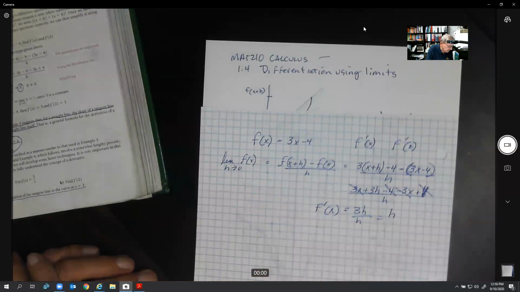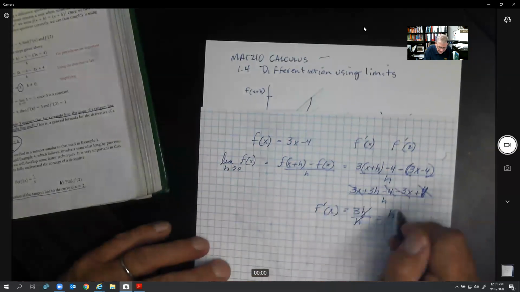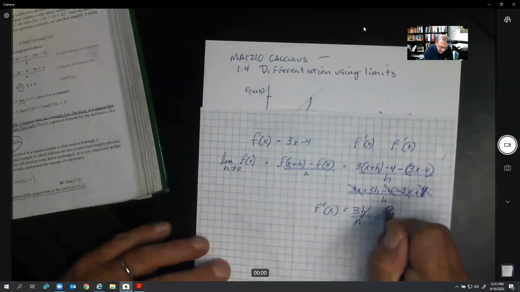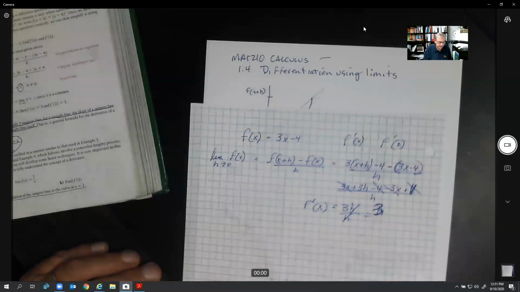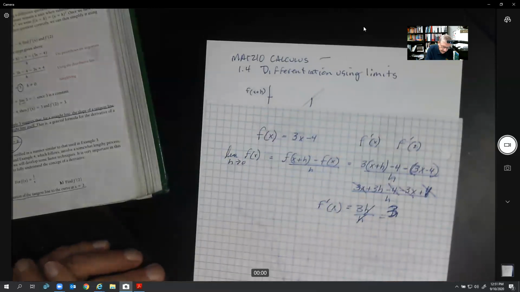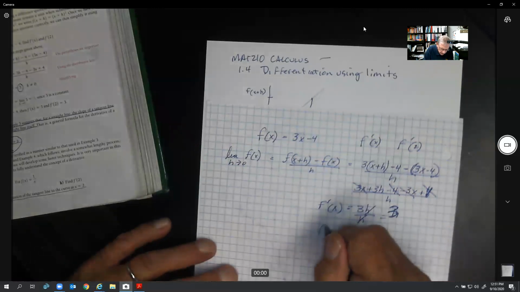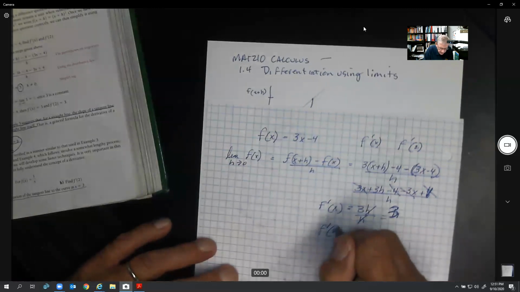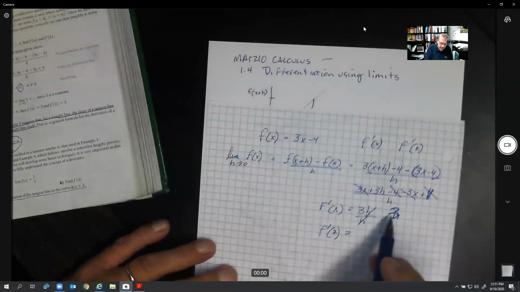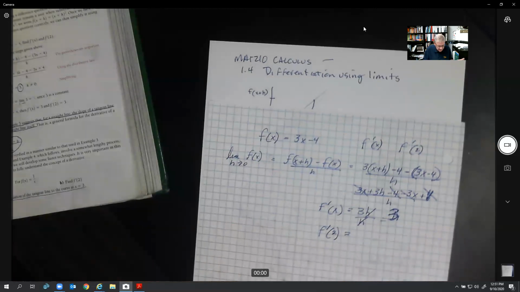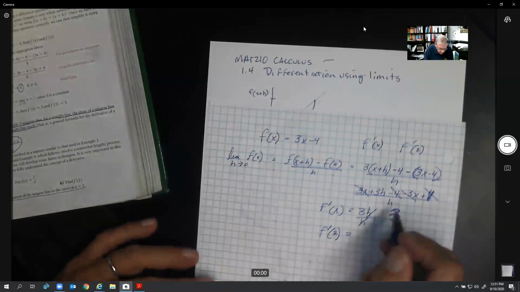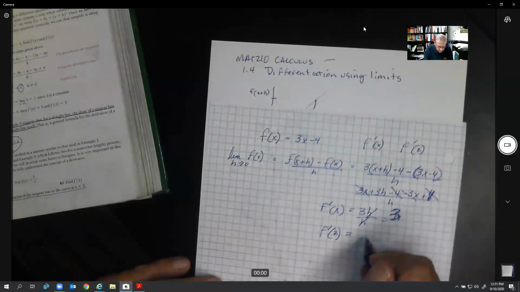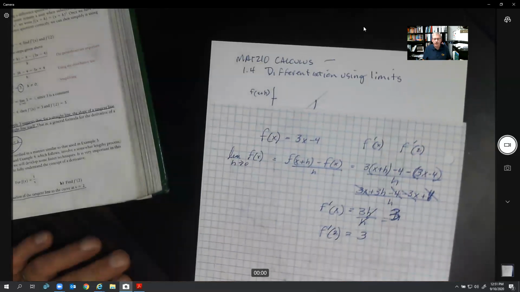Did we get it right? I hope so. Oh no, function prime x is 3. Sorry. Now it said evaluate f prime at 2. F prime at 2 is going to be just this number because there's nothing to substitute in. There is no x left in the problem, so it's got to be 3.